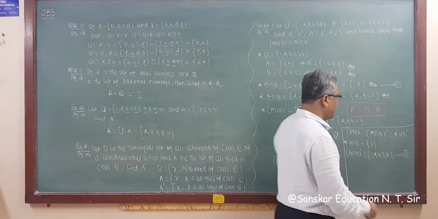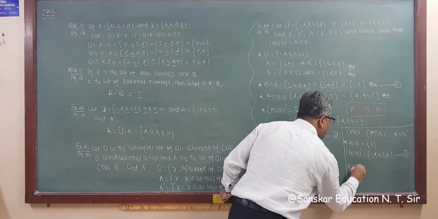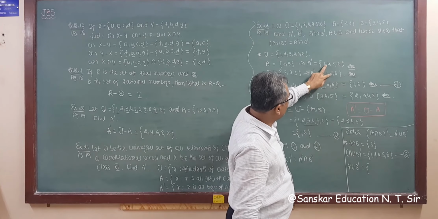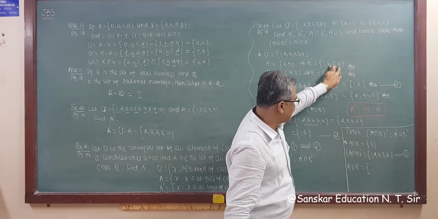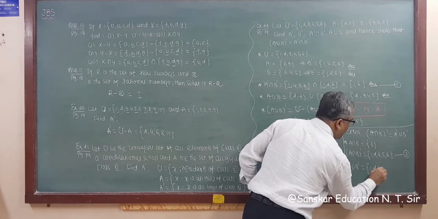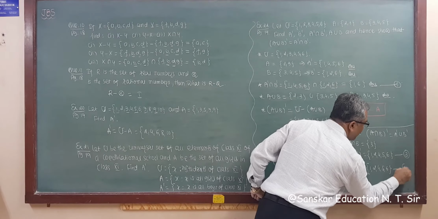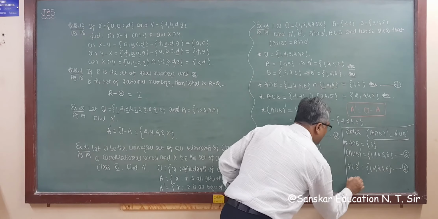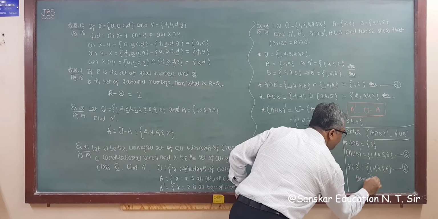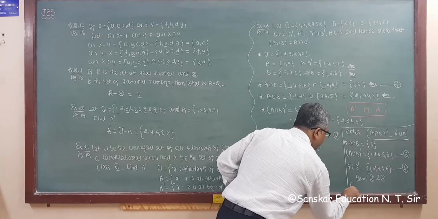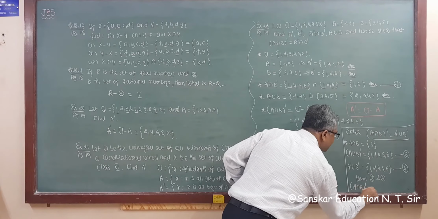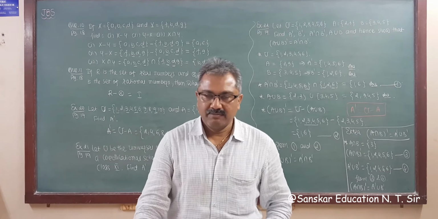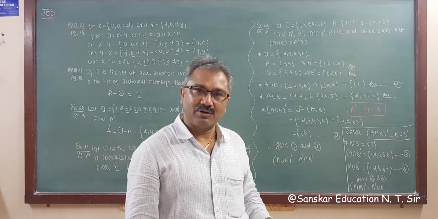Now we require A dash union B dash. So A dash union B dash is equal to, we have A dash here, B dash is, so union is 1 2 4 5 6, right? So result number 4. So from 3 and 4 we verify this law also, right? A intersection B whole dash is equal to A dash union B dash. So you can verify De Morgan's law by this method also. Okay.